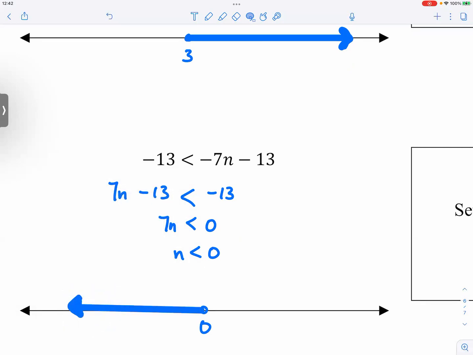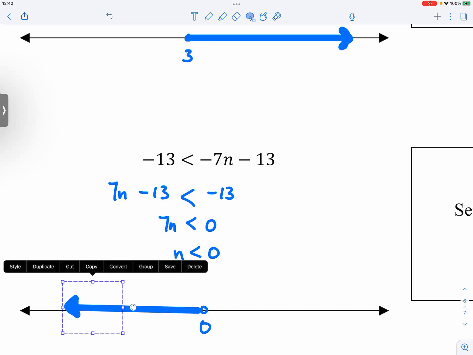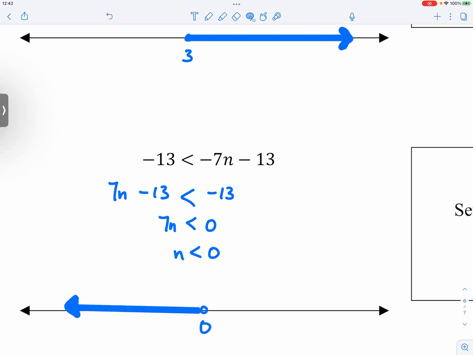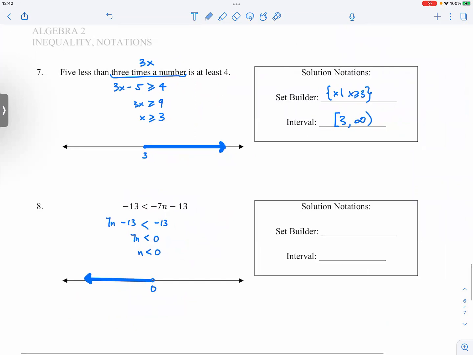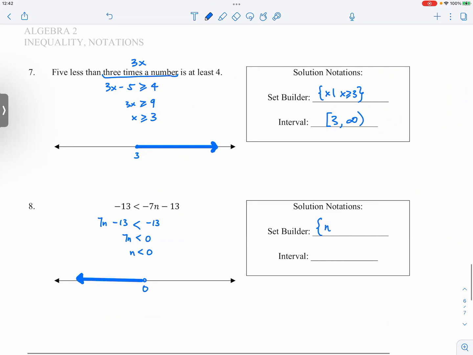Okay, ooh, that could cause confusion. That's better. Okay, so everything to the left of 0. So set builder notation is open brace. What do we write over here? n, because it's no longer x. Okay, so the variable here in this case is n. So n such that n is less than 0.